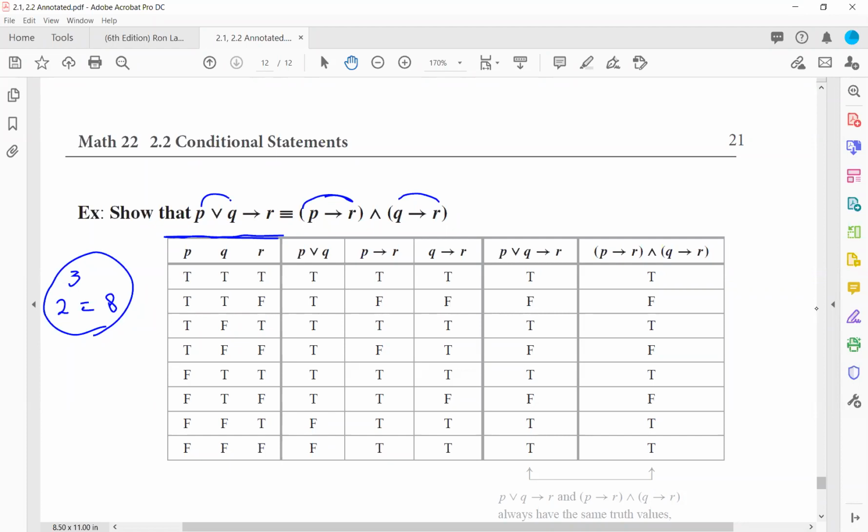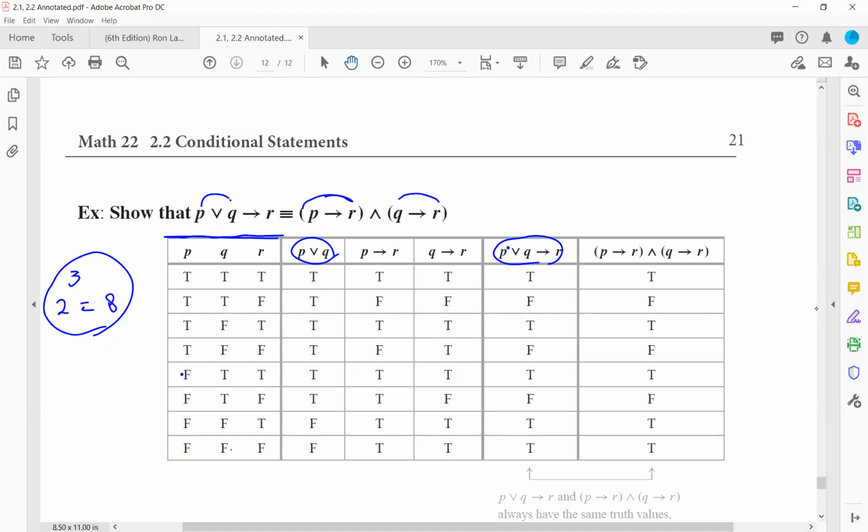Very well. Let us work with the statement on the left-hand side. P or Q, then R. Okay. P or Q: true, true, true, true, true, true, false, false.